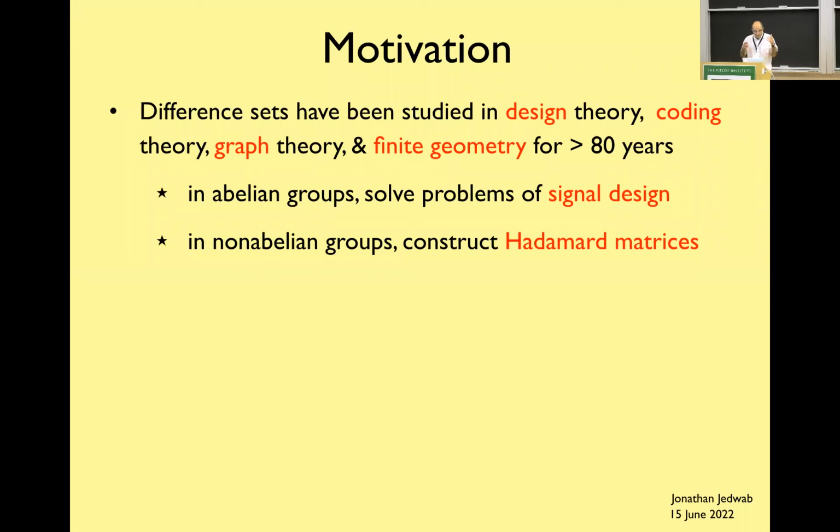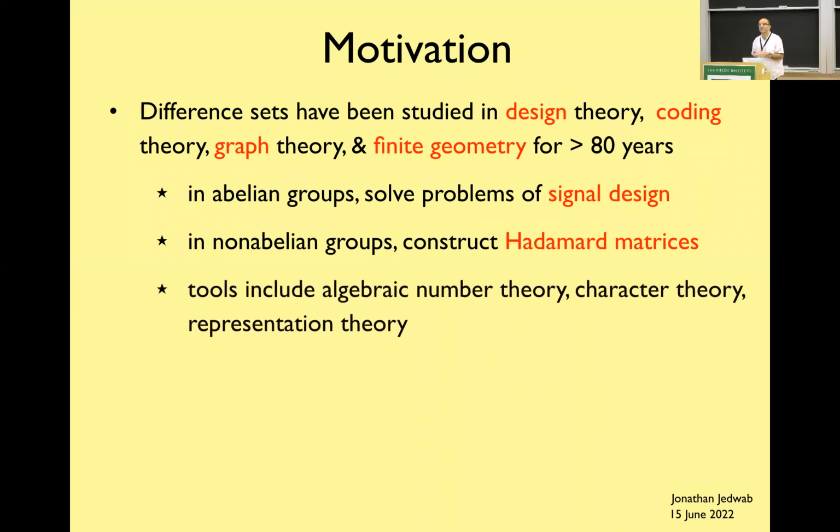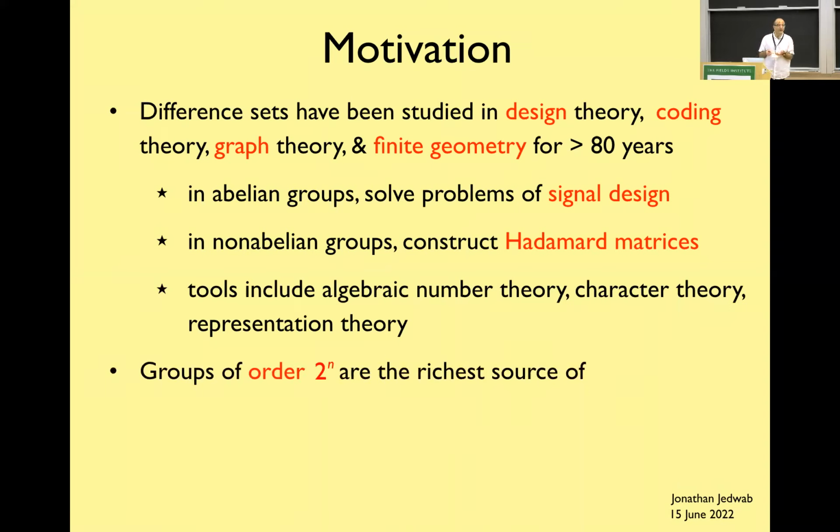So these are important both in the abelian and the non-abelian setting, and we study them using a variety of tools, principally algebraic number theory, character theory when there's something abelian, and representation theory when we're non-abelian. Now, I'm interested for this talk in groups whose order is a power of 2. Now, why am I restricting to order a power of 2?